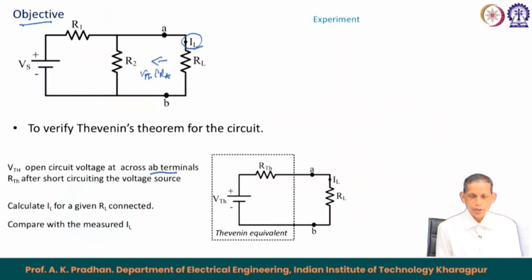So, you open the RL and check the corresponding VTH value. Then calculate IL for the given RL connected, because RTH we will also find, and from RTH and VTH we will find the IL value for a given RL value. Then check through the experimental setup the actual IL from the ammeter reading, and compare the calculated IL and the measured IL. Now, we will verify Thevenin's theorem in our experimental setup. For this, we have the arrangement.